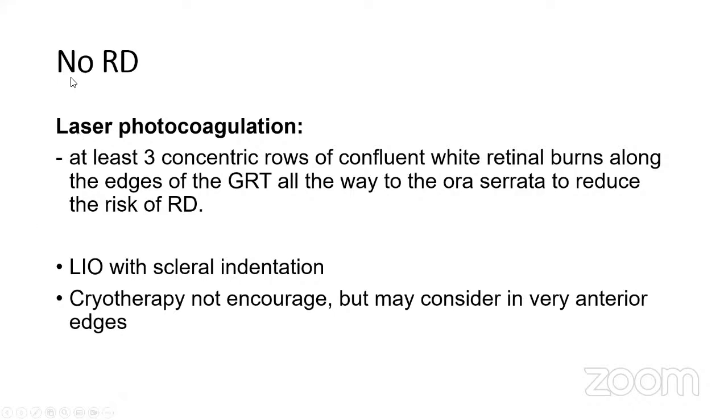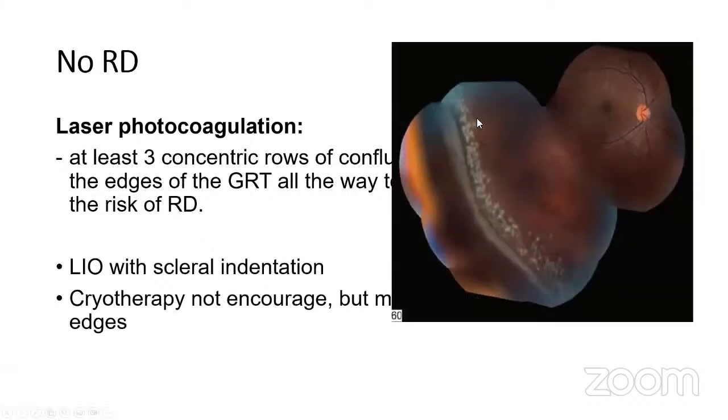So in the cases with no retinal detachment, usually we can offer the patient laser photocoagulation. Usually it's at least 3 concentric rows of confluent white retinal burns along the edges of the giant retinal tear up to the ora serrata. This is, as you can see here, how you barricade your retinal tear. This can be done with the aid of the LIO with scleral indentation.